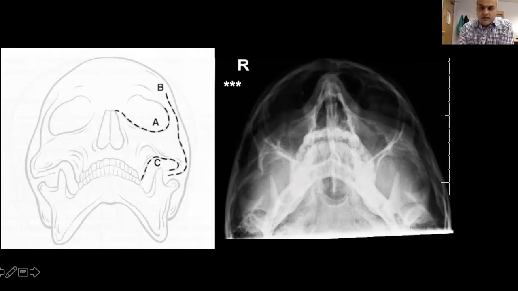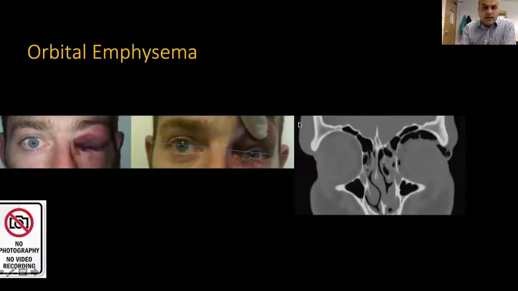Most of these can be fixed by early intervention. You don't need to fix them within 2-3 days. You can do them within the first couple of weeks. And something like this can be fixed just by lifting the fracture, putting it back into place. If it's not stable, then we put some plates and screws to hold them in the right place.